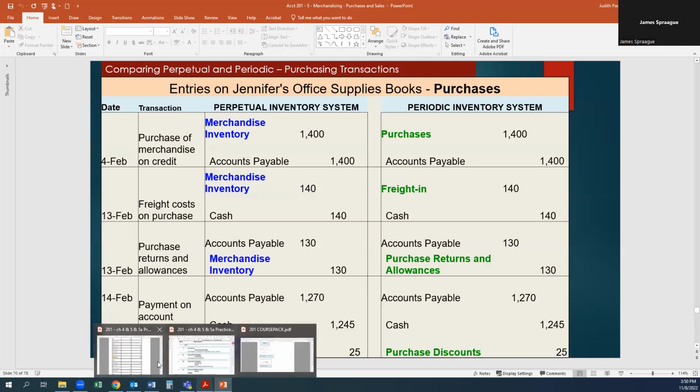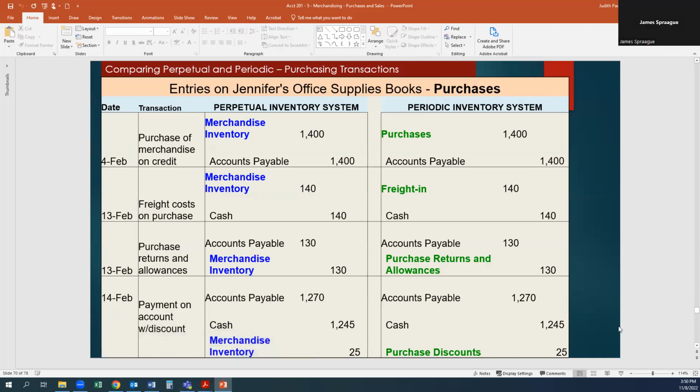Sorry, I've got a quick question on February 14th there on the bottom left. So it's payment on account with discount. Correct. So we pay the cash. The cash is a liability, and then the inventory of 25 is a liability. It's not a liability, it's a credit. Credit. Sorry. Inventory is an asset account.